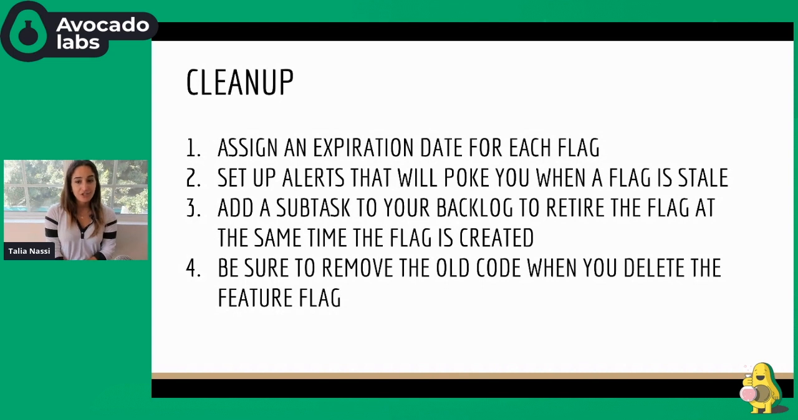Another helpful thing to do is to add a subtask to your backlog to retire the flag at the same time that the flag is created. So when you create the ticket in your backlog to create the flag, make sure you also create a ticket to delete the flag. And this all happens once you reach your definition of done. And of course, you want to make sure that you remove the old code when you delete the feature flag, because you don't want to have stale code in your code base.